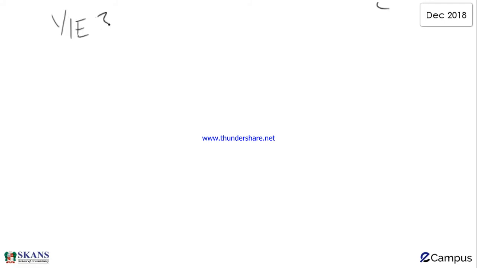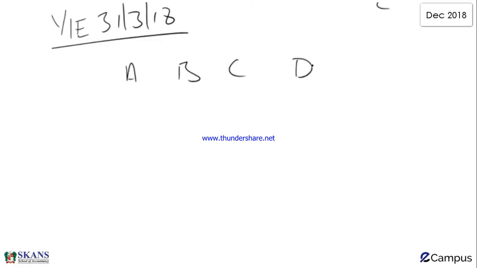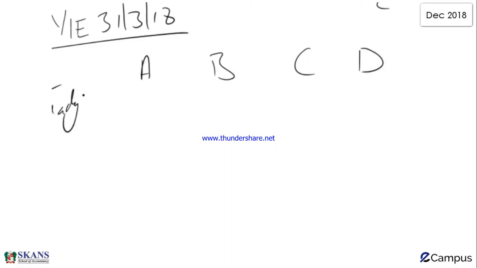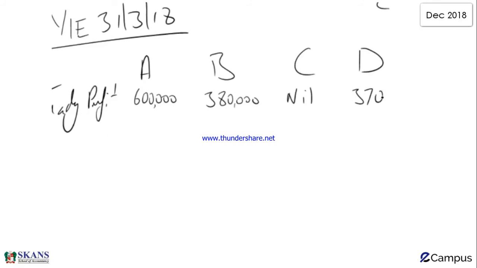This is the information for this year end: A, B, C, and D. Let's say the trading profits which were earned by A Limited during the year were 600,000. B Limited earned 380,000. C Limited is suffering losses, and D Limited 370,000.